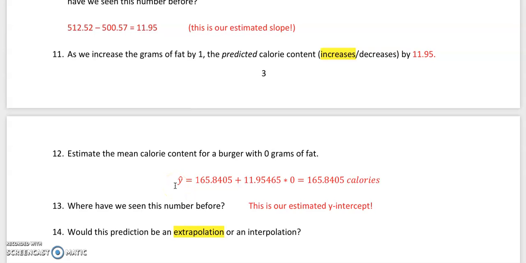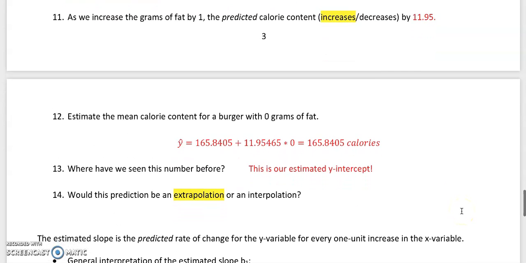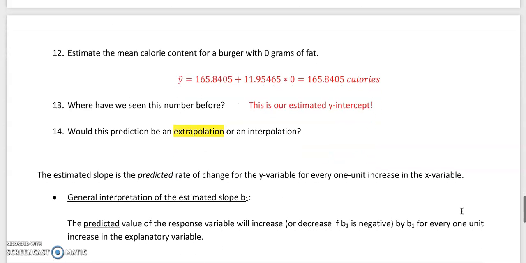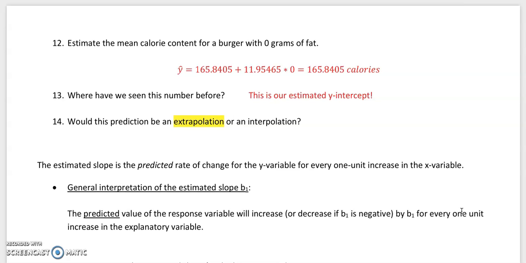To wrap up Notes 19, let's look at how we would answer a question if someone asked us to interpret our y-intercept or interpret our slope for them. So remember that the estimated slope is the predicted amount of change for our y variable for every 1 unit increase in the x variable. A good general interpretation of your estimated slope is to say that the predicted value of the response variable will increase, or decrease if your estimated slope is negative, by that amount for every 1 unit increase in the explanatory variable.